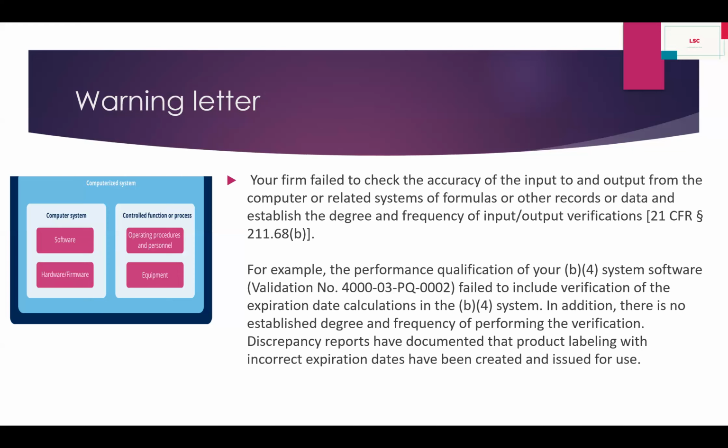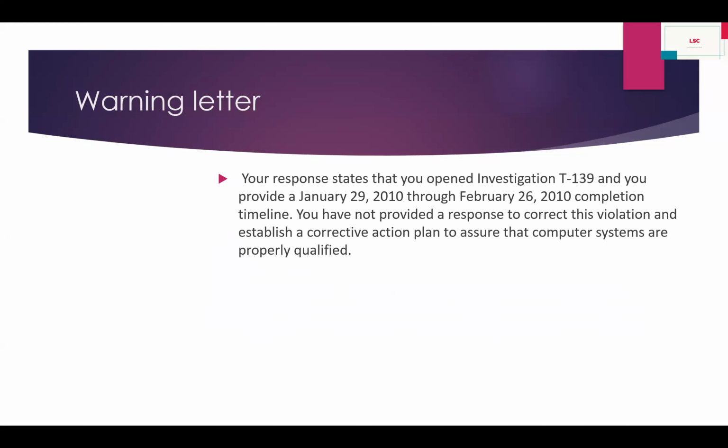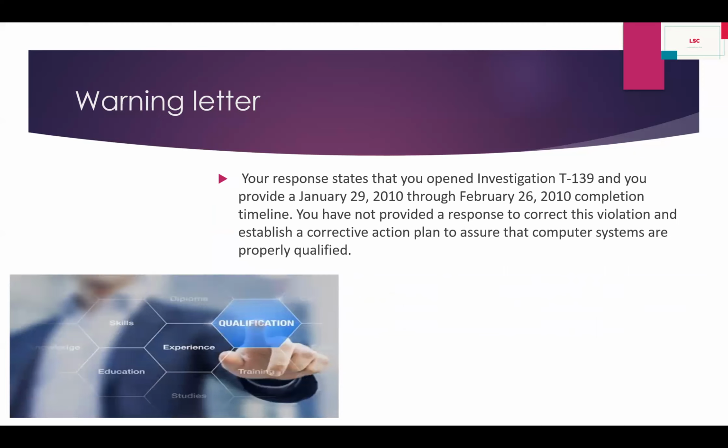Initiate the investigation for that. Your response said that you have an open investigation and you provided a completion timeline of January 2010. You have not provided a response to correct this violation and established a corrective action plan to ensure that computer systems are properly qualified. So remember that this is not just a documented process. This is the assurance of your working. So ensure your qualification again and again. Check it. If you find any discrepancy, take it as a positive and make a CAPA.